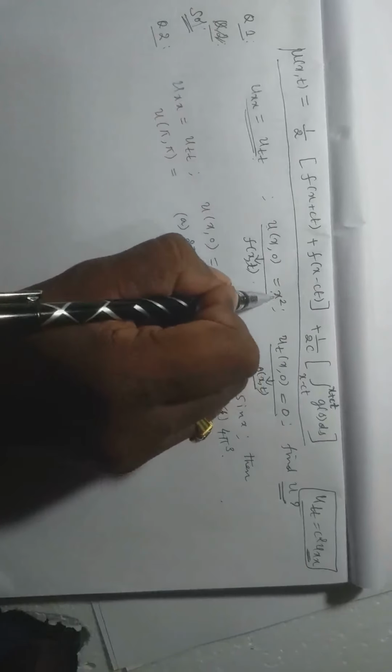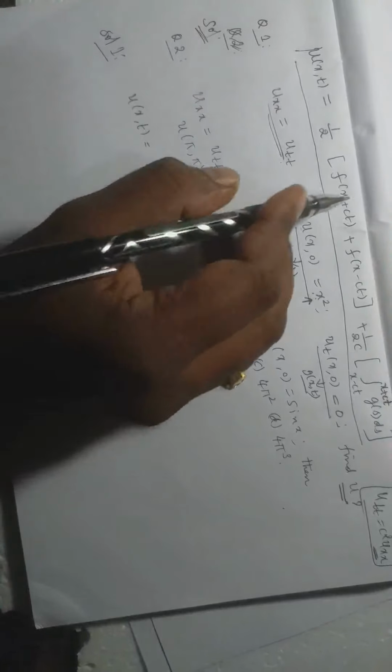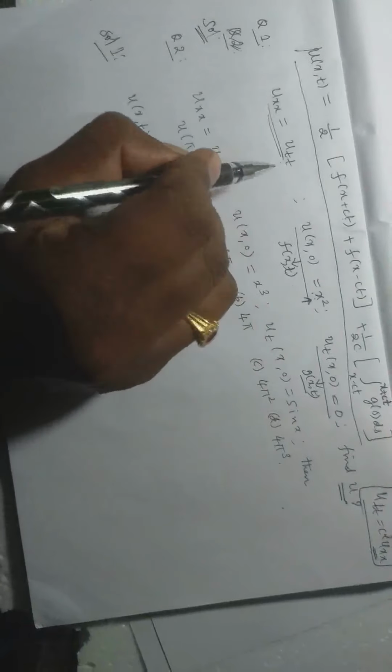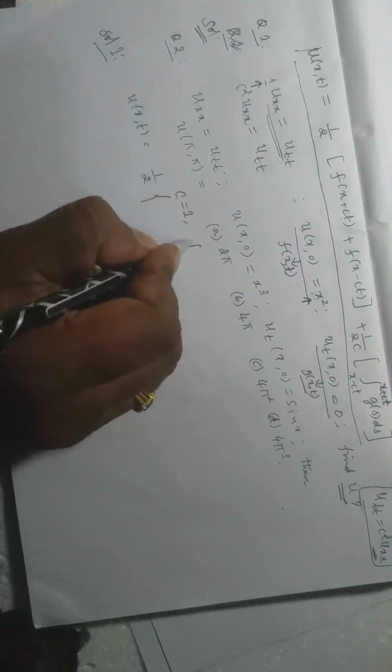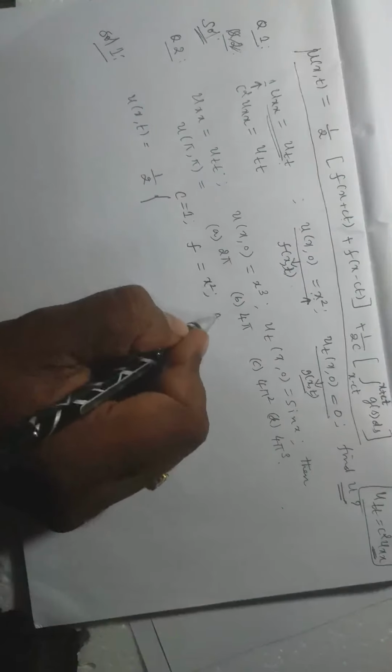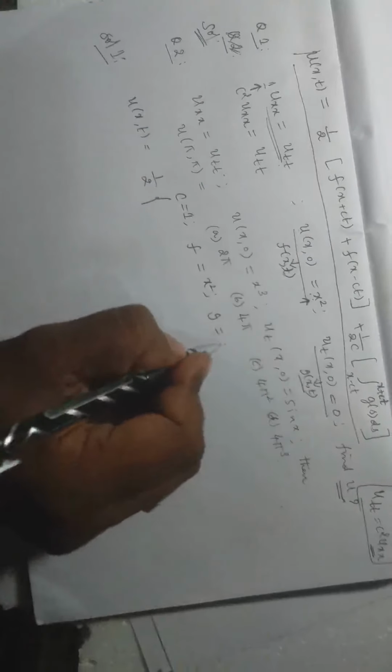The solution for the first question, u_xx equals u_tt: solution for 1. u of x comma t is, by the formula I have, half of f of x plus ct. What is c here? If I compare this with the standard wave equation, c squared u_xx, here c squared is 1, that means c is 1. What is f? f is x squared. What is g? g is 0.